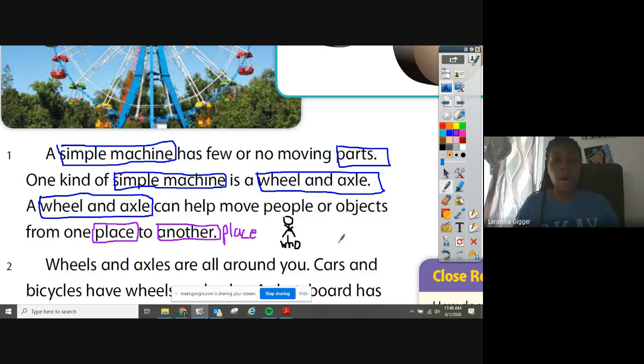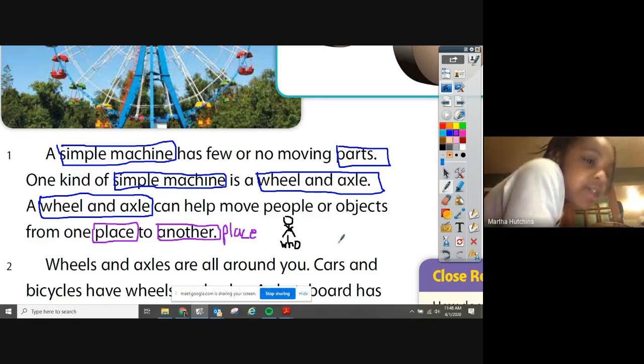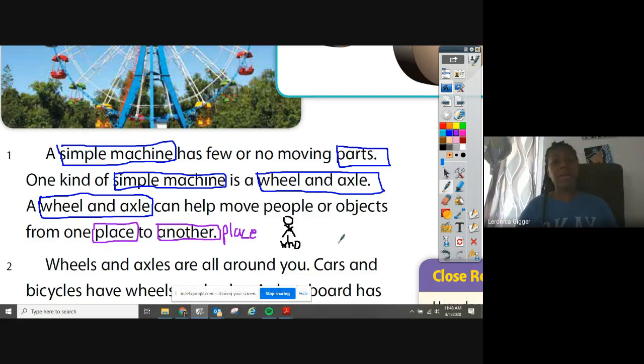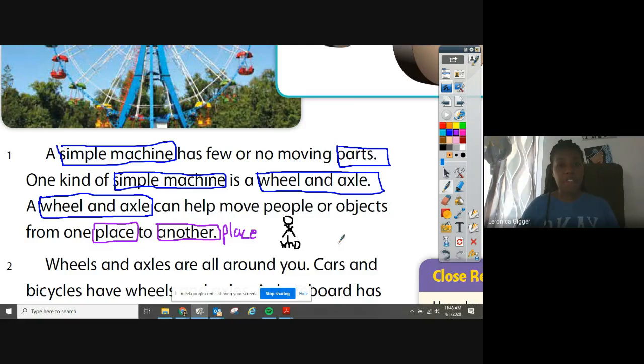Now, let's think about what is the main idea of paragraph one? What is paragraph one mainly telling us about? I think it's about a Ferris wheel. It's all about a Ferris wheel.